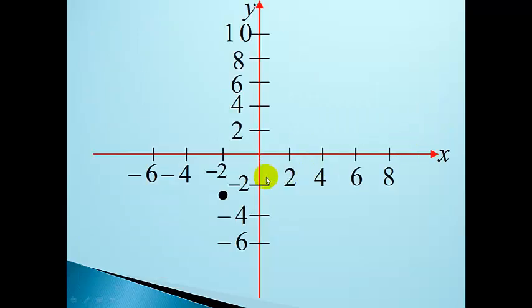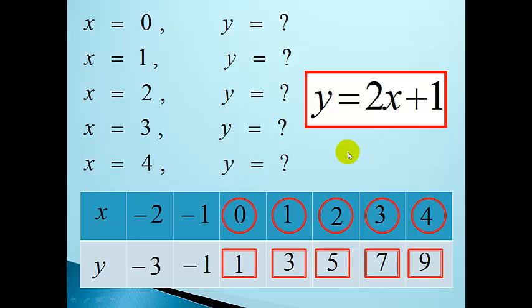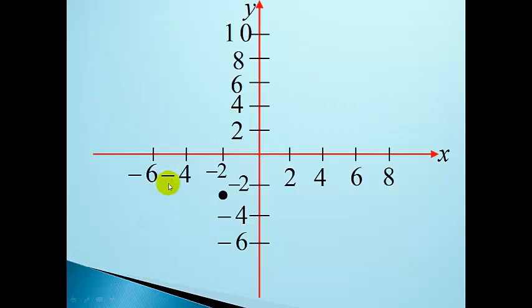Now this is the graph. We have the y-axis and the x-axis. The first point is minus 2, minus 3. So we have minus 2 on the x-axis and minus 3 on the y-axis, and this is the point.